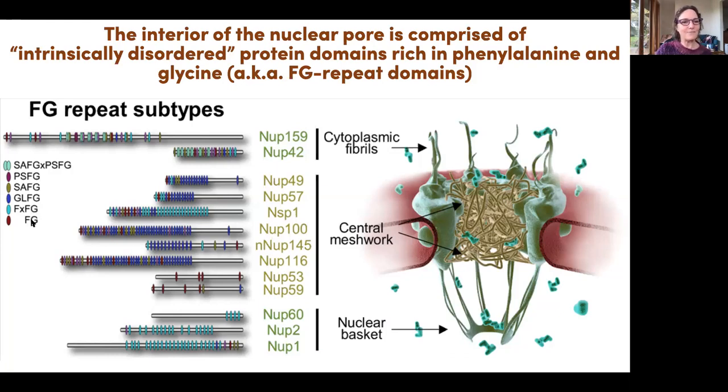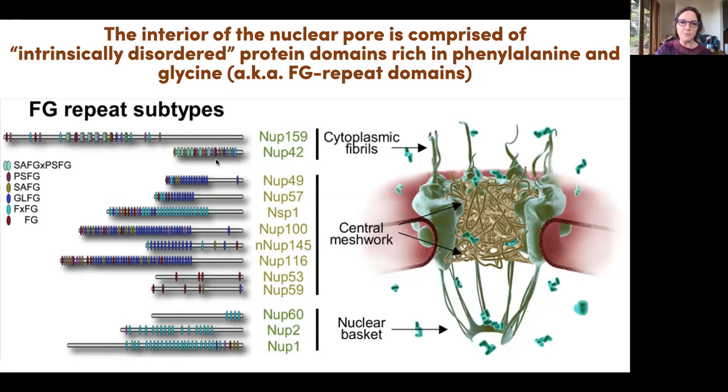Well, okay. Phenylalanine is an amino acid that forms a kind of weak pi bonds with other phenylalanines. So it's often present in these liquid-like materials within cells because it's good at forming weak bonds that are very dynamic.